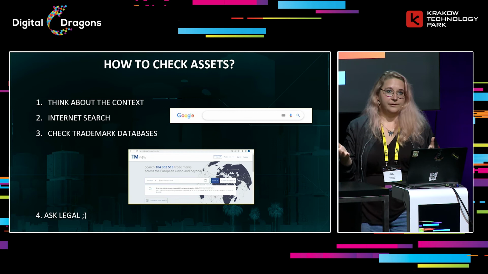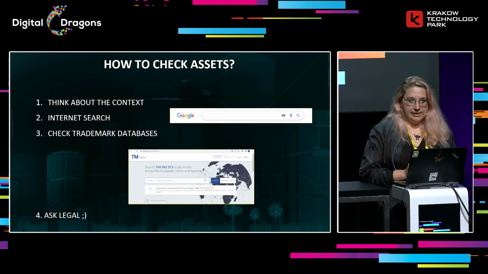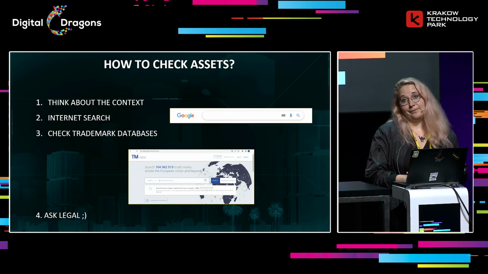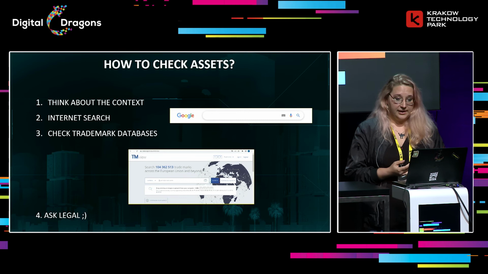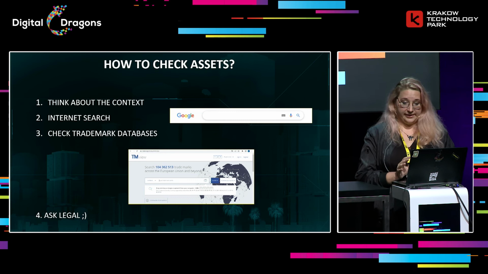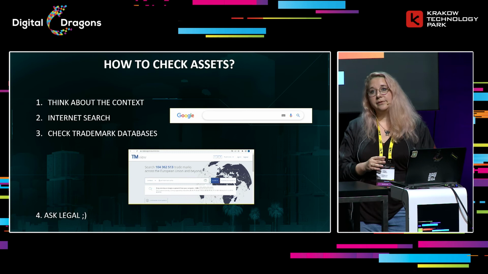And last but not least, this is some private agenda: please remember that lawyers are there for you. Especially in case of key assets like game name, key visuals, key characters, I highly recommend asking for help from lawyers who have experience in checking in-game assets. They can help you in assessing the risk, and they can advise on necessary changes.